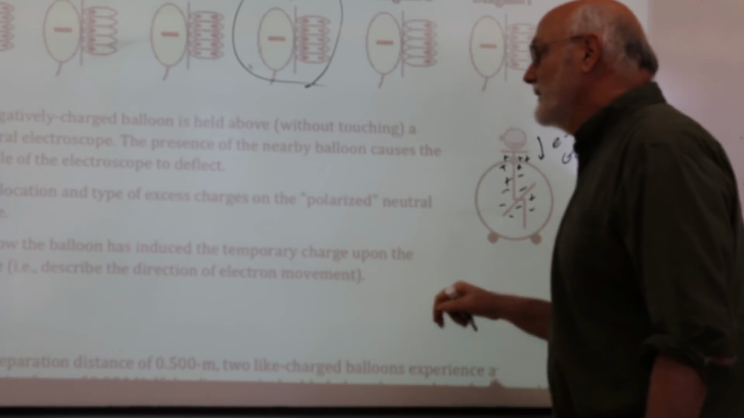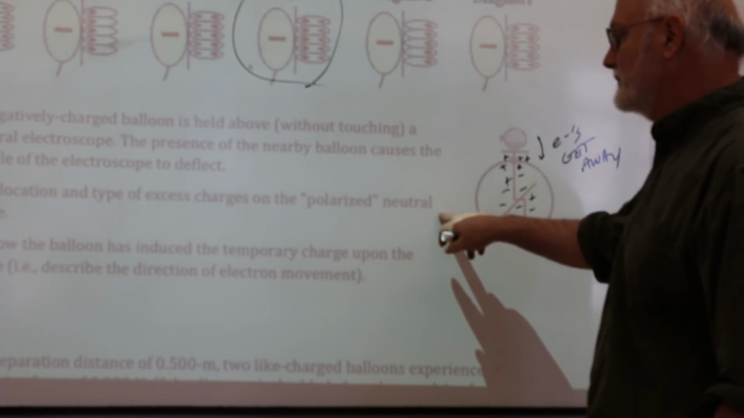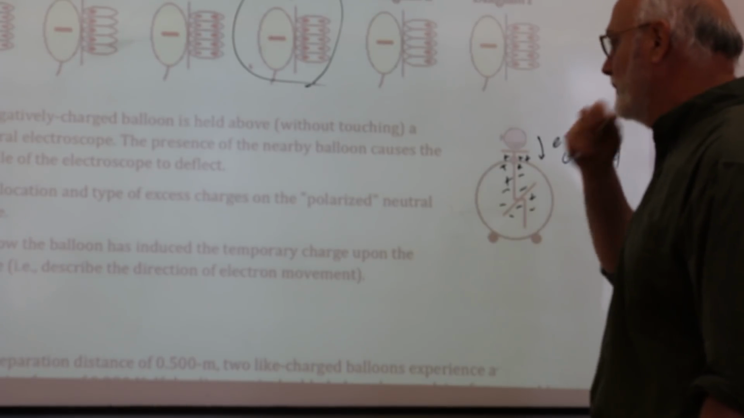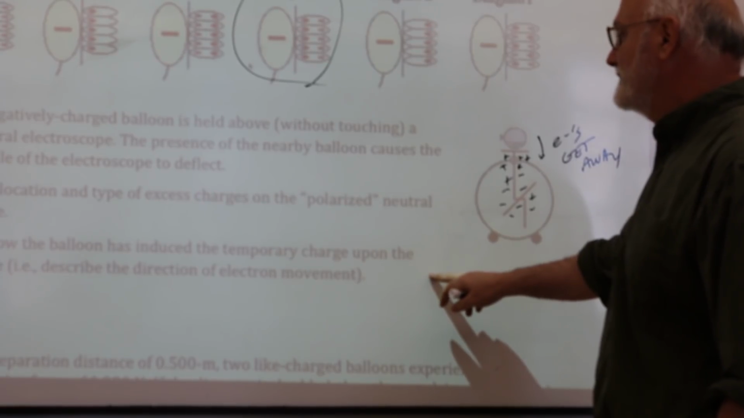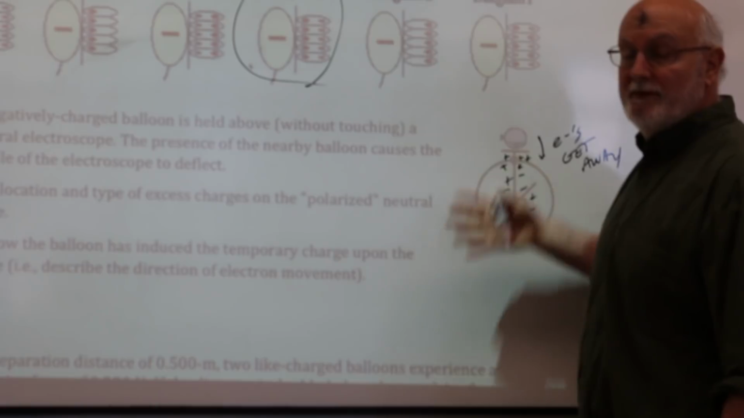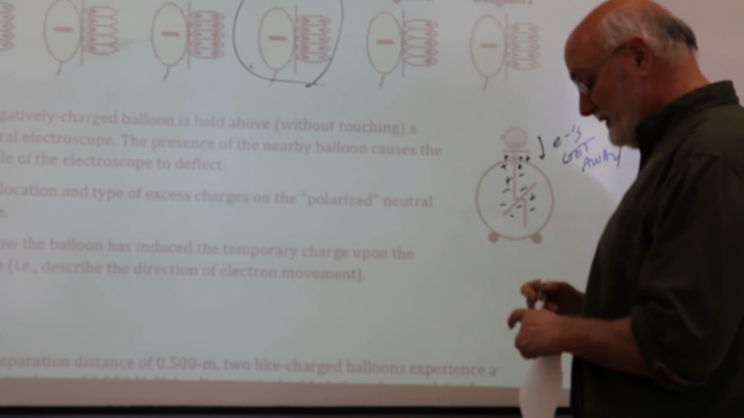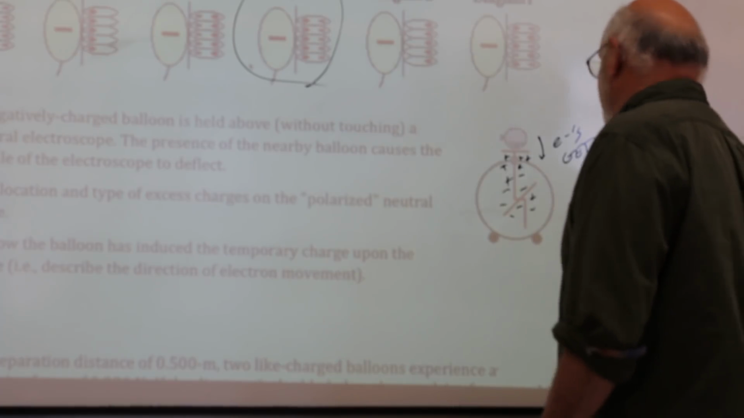Okay? So draw the location of the types of excess charge on the polarized neutral electroscope. Remember, it's always neutral if it's polarized. Explain how the balloon has induced the temporary charge upon the electroscope. This is where we're talking about the attraction of the electrons going upwards towards that positive charge, and also taking the electrons and moving those away. Okay?